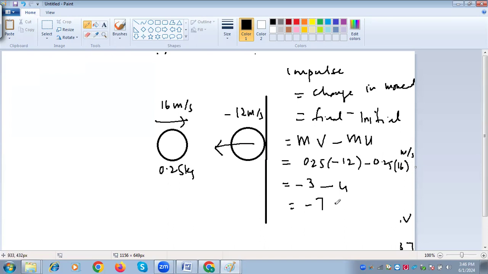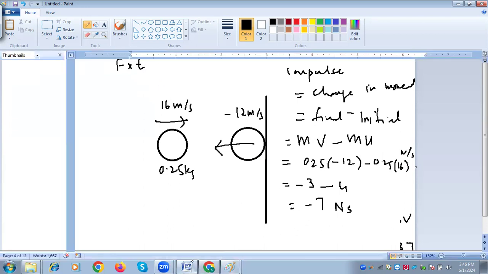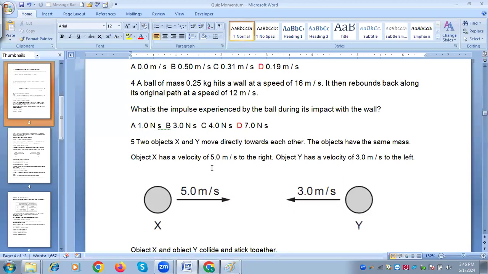That is the impulse. What is the unit of impulse? The same unit as that of momentum, because this is a change in momentum. You may either write Newton second, applying the formula of F into T. Newton is force, second is time. So let us check our answer. 7. Okay.